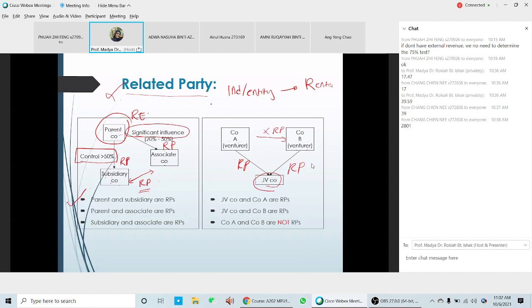Okay, please make sure that you understand this one. But for parent and subsidiary, yes. Parent and associate, yes. And since the parent controls the subsidiary, the subsidiary and associate are also related parties, because the parent controls the subsidiary. At the same time, the parent also has a significant influence over the associate. So both of these are considered related parties. Okay, so be careful with this one. Make sure that you understand this diagram.